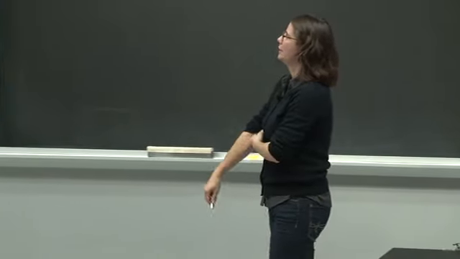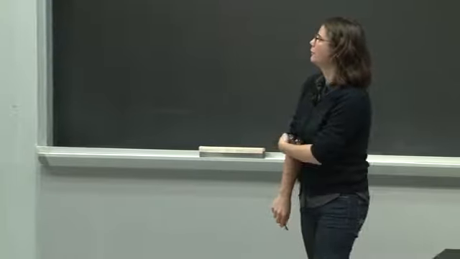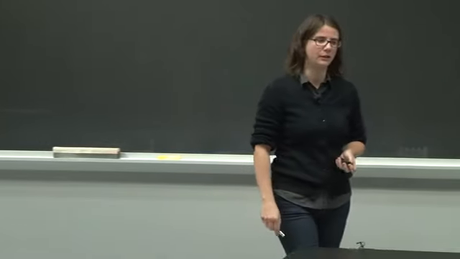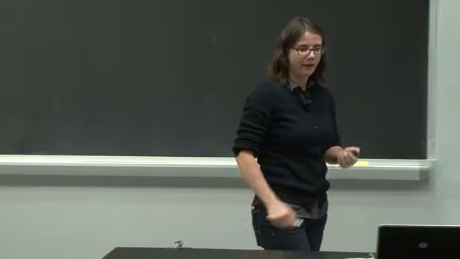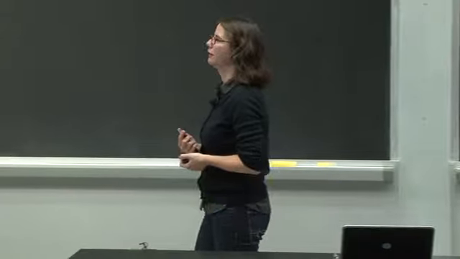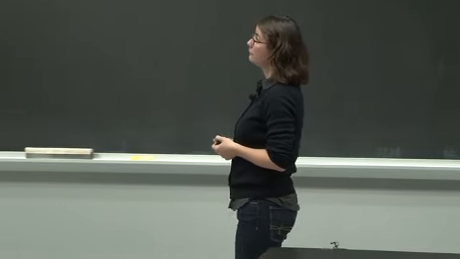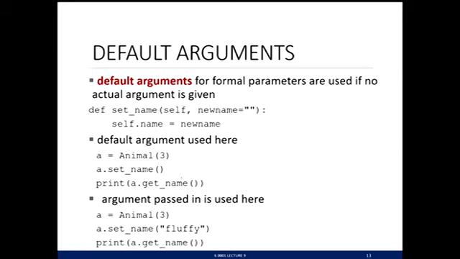So the last thing I want to mention, the last thing about classes before we go on to inheritance, is this idea called default arguments. And default arguments are passed into methods. And since methods are functions, you can also pass in default arguments to functions. So for example, this setName method had self, and then this new name is equal to this empty string here. Okay? We haven't seen this before. But this is called a default argument.